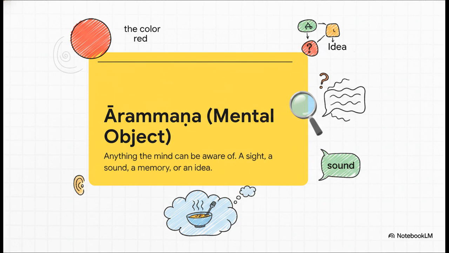It could be something external, like the color of the wall in front of you, or it could be something totally internal, like thinking about what you ate for breakfast. Without an aramana, a thought just can't happen.